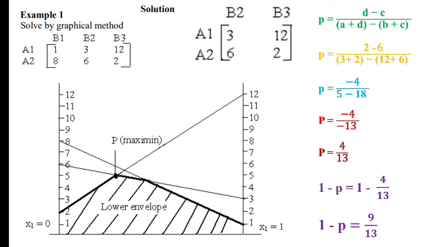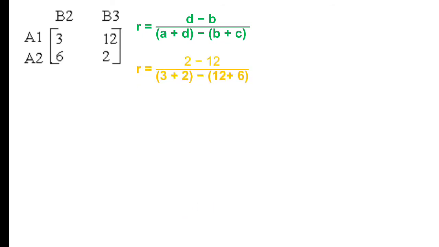Then coming to the strategies of B, we will be finding them. So the strategy of B is equal to (D minus B) divided by (A plus D minus B plus C). Then (2 minus 12) divided by (3 plus 2 minus 12 plus 6), then minus 10 divided by minus 13. After simplification we will get this value.